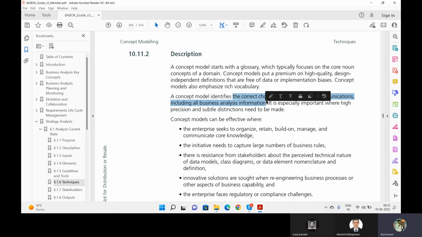सिर्फ इतना सा ही क्रंच है इसका और कुछ नहीं है, ठीक है. So concept models can be effective where the enterprise seeks to organize, retain, build on, manage, communicate and code knowledge. जब आपको लोगों के साथ, डोमेन एक्सपर्ट्स के साथ एक पर्टिकुलर टॉपिक पर डिस्कशन करना है, then you use particular words only.